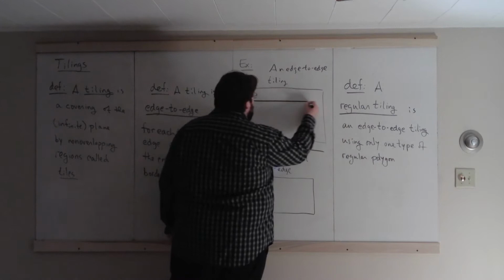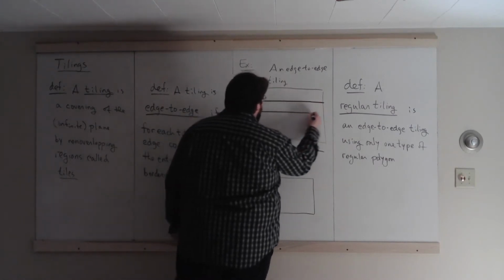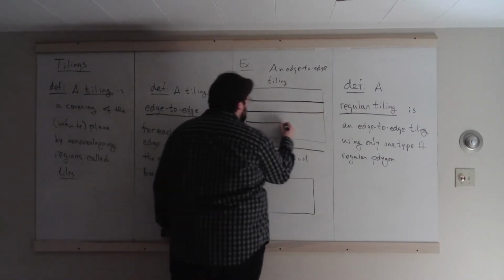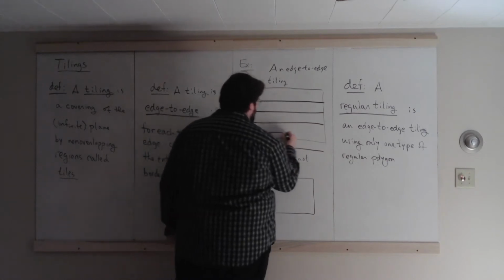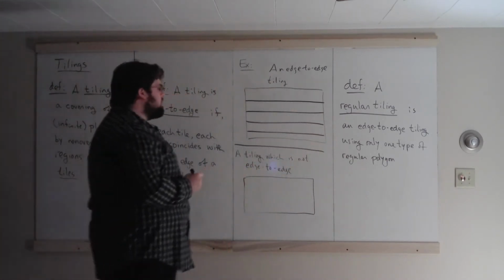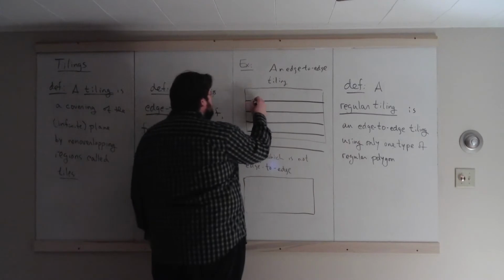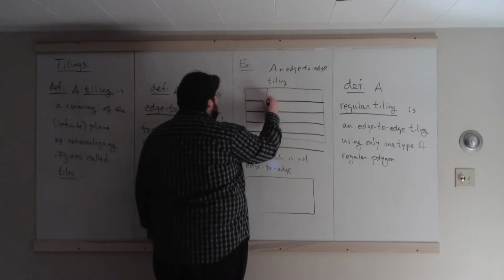I'm going to show the plane by just a large rectangle like that, and we're going to fill in the rectangle with tiles. To fill it in with tiles, there are many ways you could do it. Just for this example, I'm just going to draw in some horizontal lines. And our tiles, we'll say, are these rectangles.